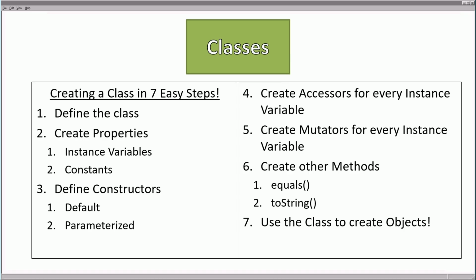It was also recommended in a previous lecture that if you're creating a class, follow these 7 easy steps. Step 1, define the class. Step 2, create the properties, instance variables, and constants. Step 3, define constructors, a default and parameterized constructor. Step 4, create accessors for every instance variable. Step 5, create mutators for every instance variable. Step 6, create the other methods. 2 recommended ones are equals and toString. And finally, step 7, use the class to create objects.